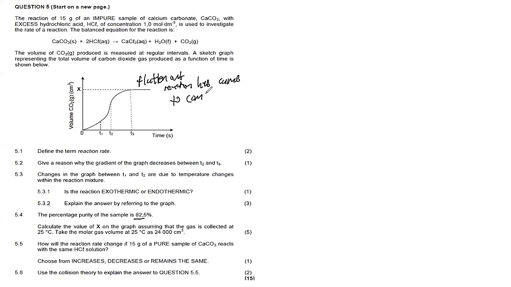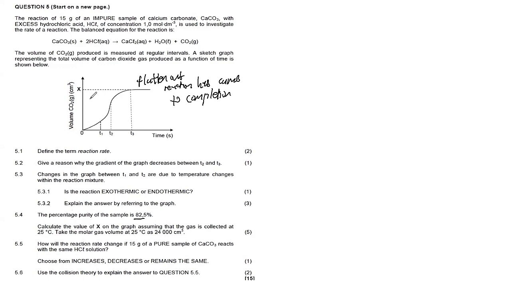So we do know that if our graph is flat like that, that indicates a constant concentration, and that could also mean that the reaction has come to completion. So we can see that the volume of carbon dioxide is no longer increasing. It has reached a stop.